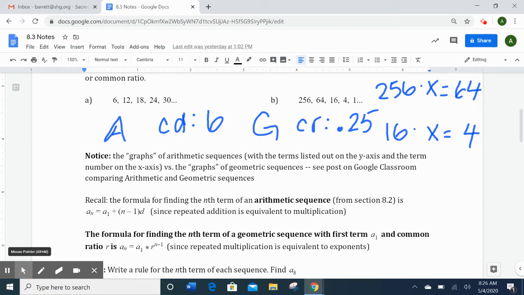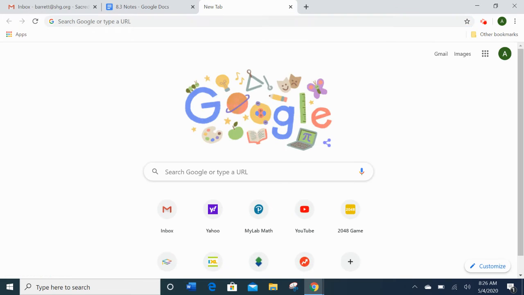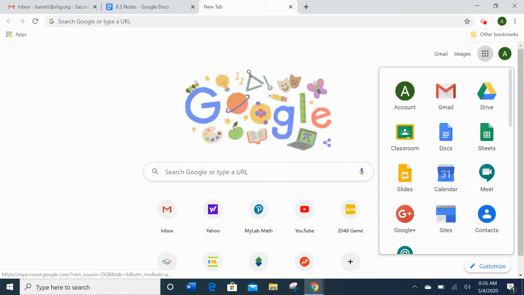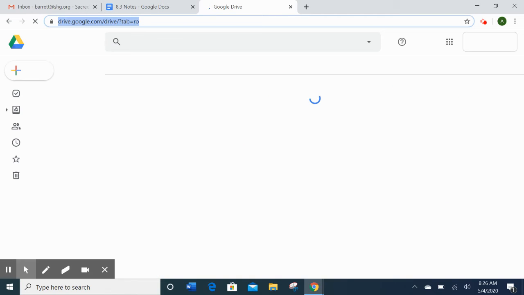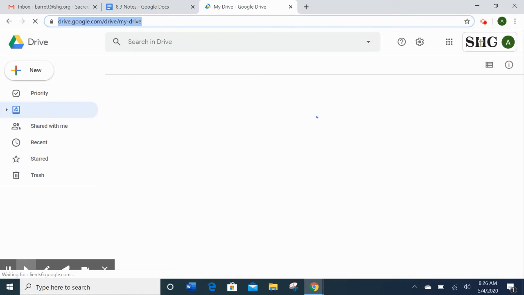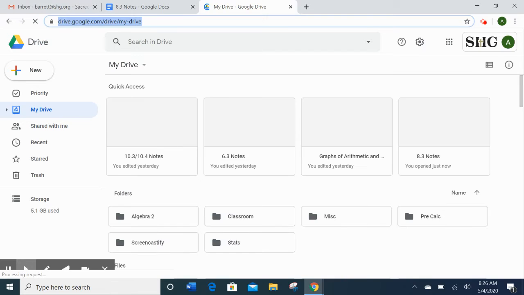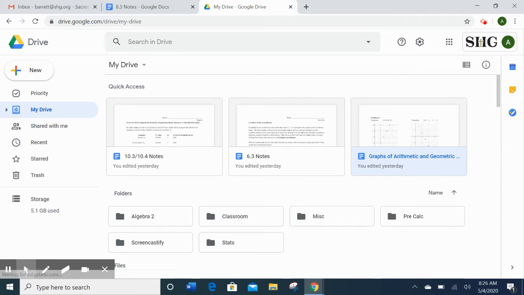Okay, so it says note the graphs of arithmetic sequences. Oh, I meant to open this up. Okay, let's go exploring here. I don't think I posted it on the Google Classroom yet. I might just redo this video if this takes too long. There it is. Oh, wonderful.